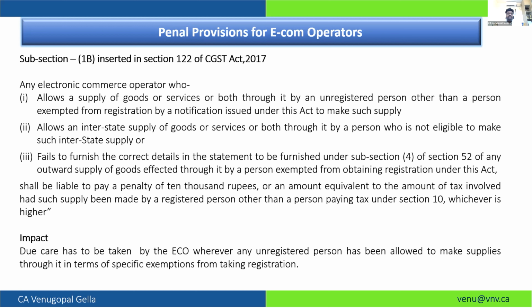And if he fails to furnish the correct details as may be required by the statute, then also he is liable under this section. So what would be the penalty? Penalty would be ₹10,000 or an amount equivalent to the tax involved if such supply was made by a registered person other than a person paying tax under Section 10, that is the composition dealer. So whichever is higher, that's the penalty. So with this section, now the e-commerce operator has a responsibility to check whether the supplier is eligible to make supplies through the e-commerce platform or not.